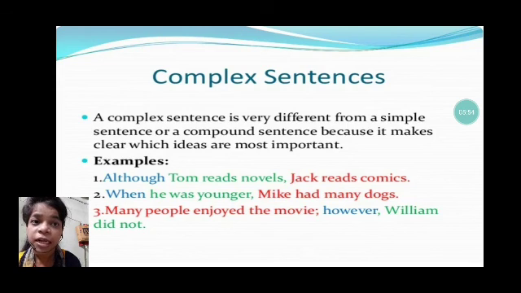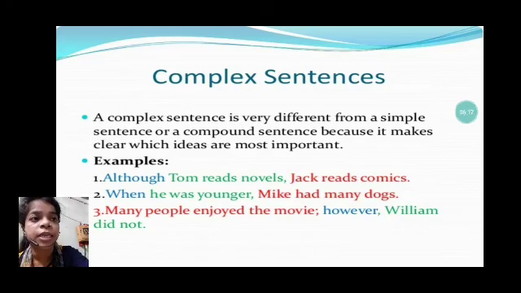But how are they different? Because in a complex sentence, it denotes which idea is more important, meaning which part of the sentence is more important, and which one is more important, that is the main clause. Now see some examples. Although Tom reads novels, Jack reads comics.